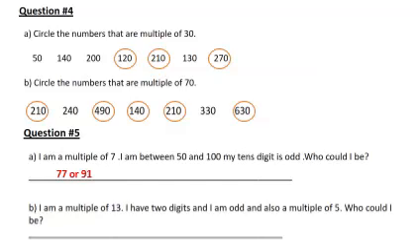You can write 70 or 71, 77 or 91. Those are the numbers whose tens digit is odd. You can choose any one of them. Now I'm a multiple of 13. I have 2 digits and I'm an odd number, also a multiple of 5. Who could I be? It's 65 because 13 times 5 is 65.